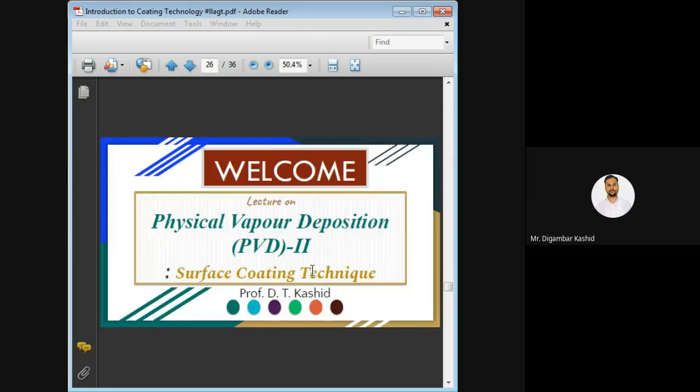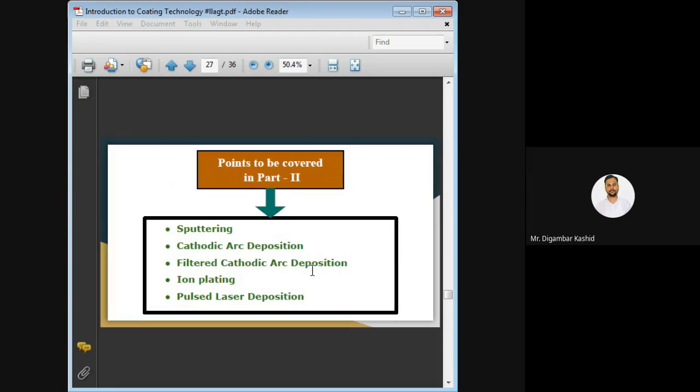Now let us discuss the next part, that is sputtering. Next is the sub type of the PVD.